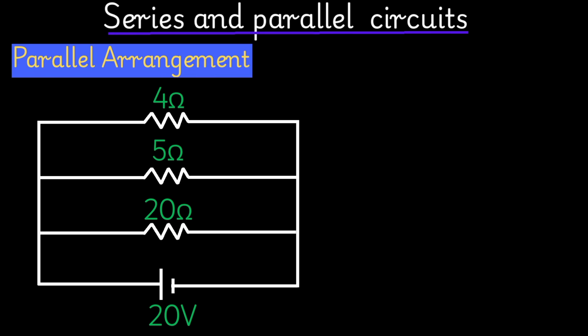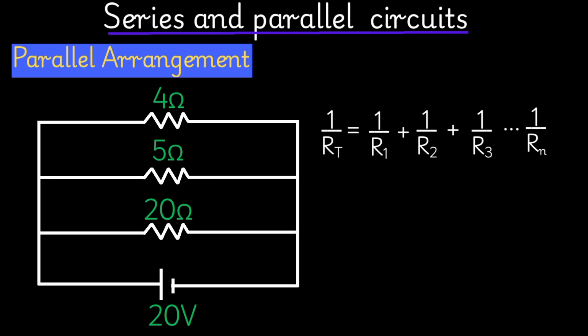Now let's try solving for this example. Write the formula, and this is basically our formula. Since we have 3 resistors, we shall have this formula up to R3.